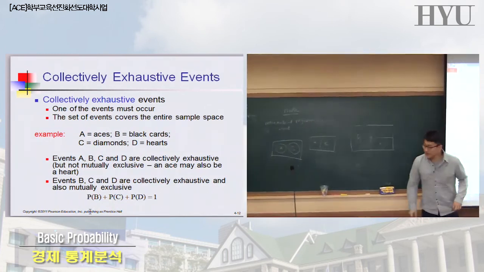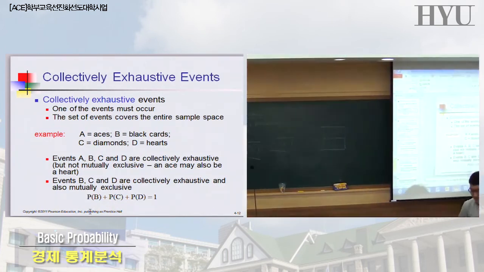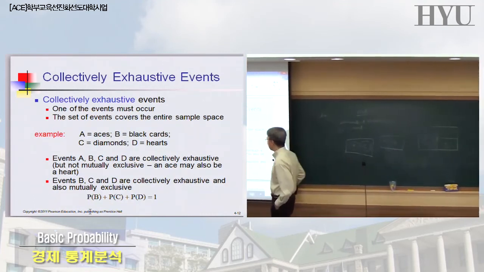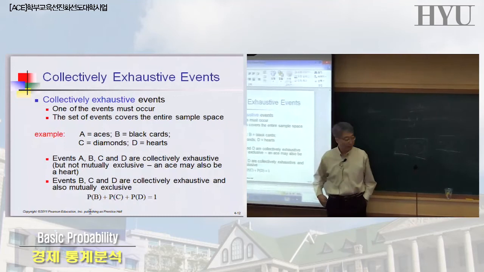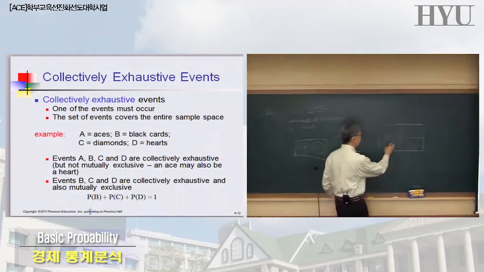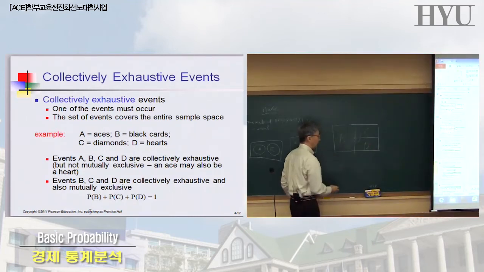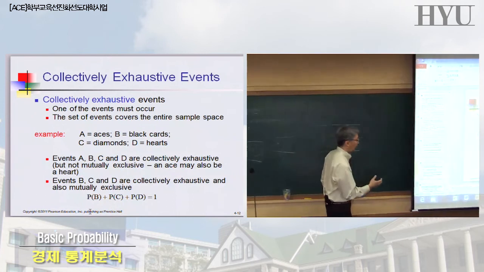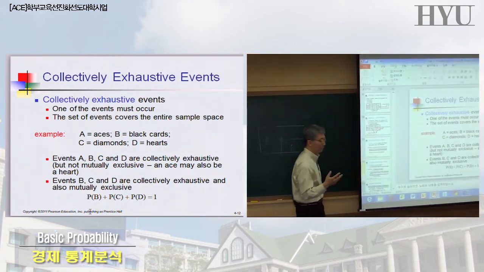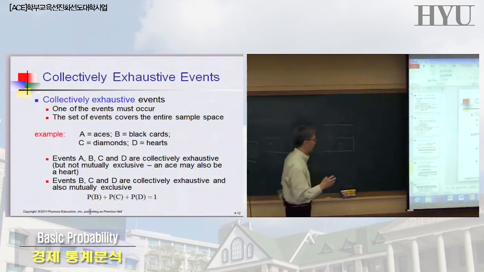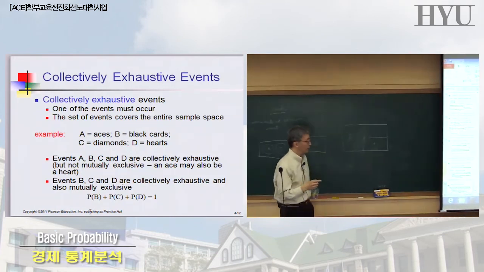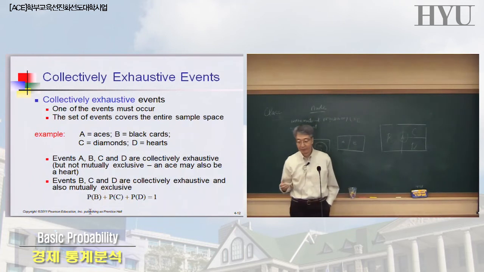I think that's perfect, right? You understand? Okay. So first of all, he divided the entire space between B and CD, right? B being black, half of the cards are black. And C and D, diamonds and hearts, cover all the red cards. So you can say B, C, D are what?